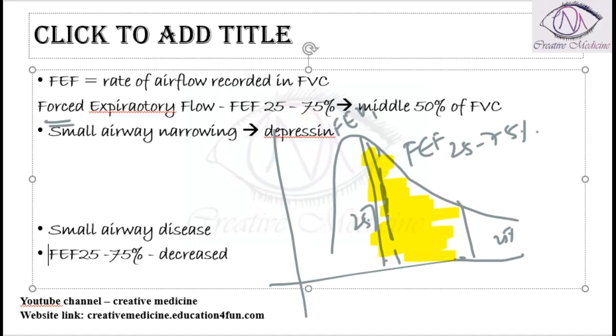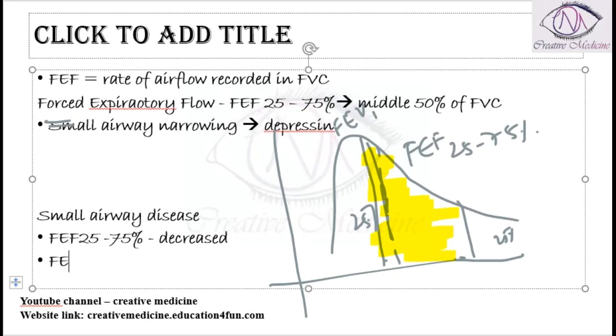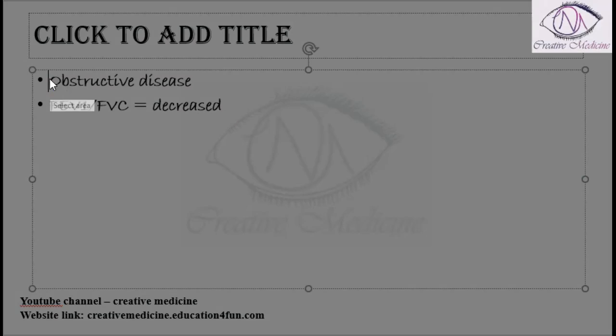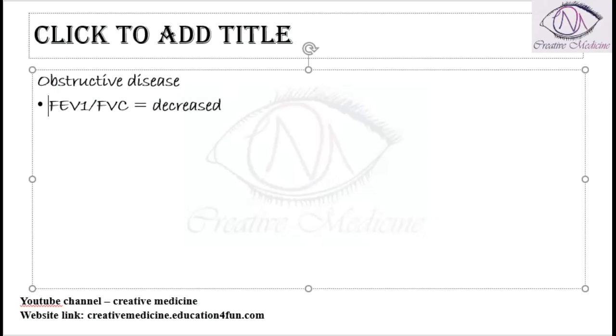Whereas if you calculate the forced expiratory volume in 1 second divided by forced vital capacity, this will be normal. Whereas in obstructive diseases, if we calculate the forced expiratory volume in 1 second by forced vital capacity, it will be found to be decreased. In the early stage this might be normal, but in later stages this will decrease.